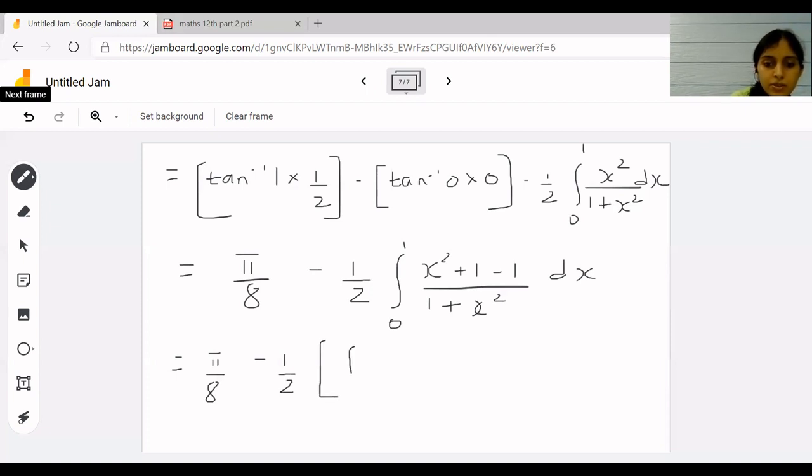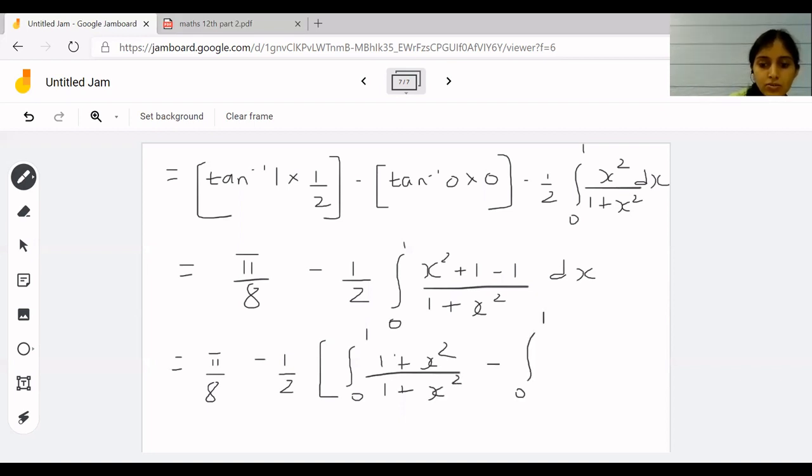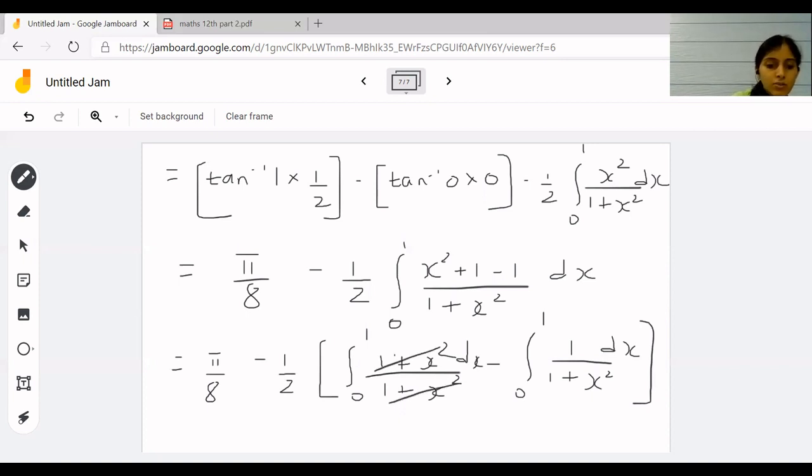We can write the integral 0 to 1 of 1 upon, so it will be 1 plus x square upon 1 plus x square, minus integral 0 to 1 of 1 upon 1 plus x square dx. Okay, so here this will cancel out and you will have pi by 8 as it is. This is the first part of the integral, minus half as it is, bracket x 1 dx, answer is x.